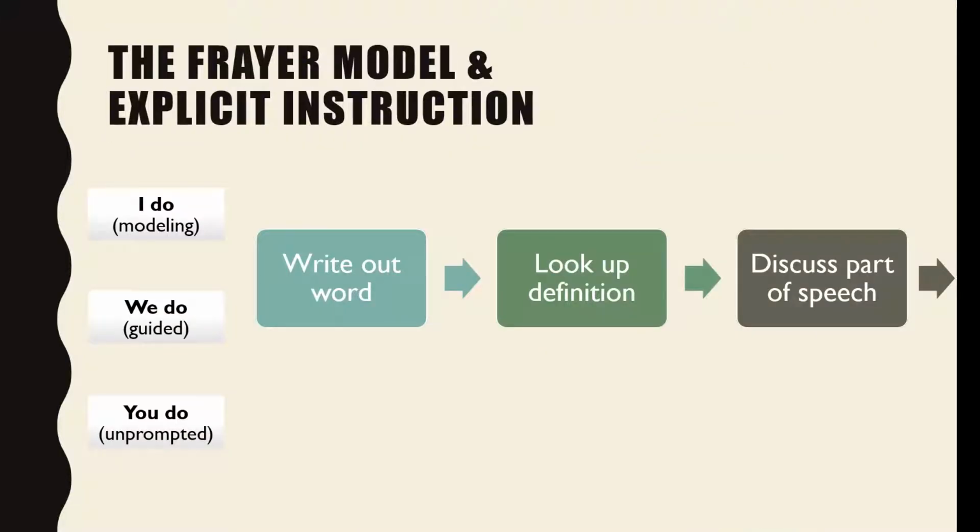To begin, write out the word. In the Freyer model, the word is written in the center of the diagram. Have students say and/or sound out the word. Next, look up the proper definition and have students read it or read along. Ensure you identify the part of speech.